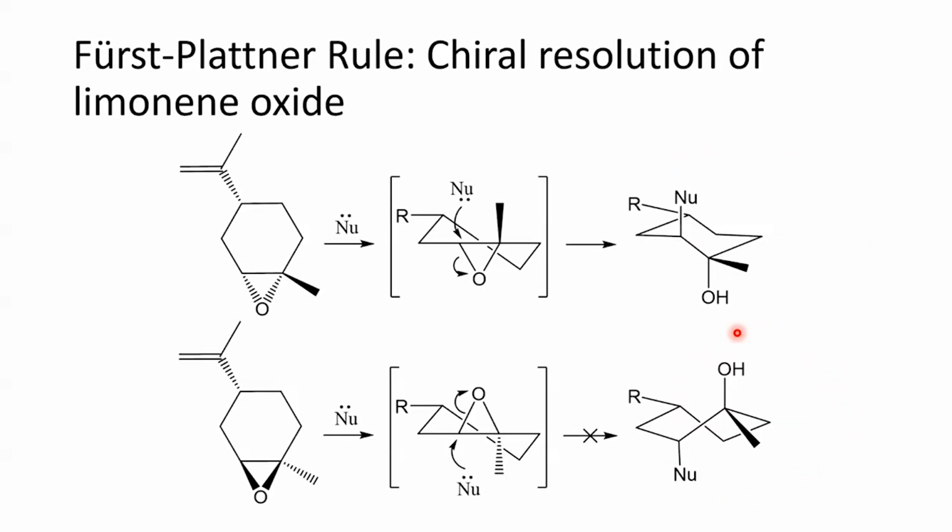And indeed, there's some really interesting real-world uses for this information. One of those is the chiral resolution of limonene oxide. So here we have our six-membered ring.